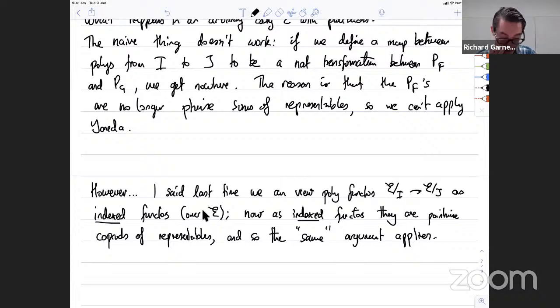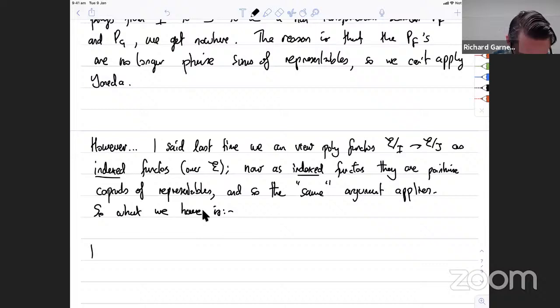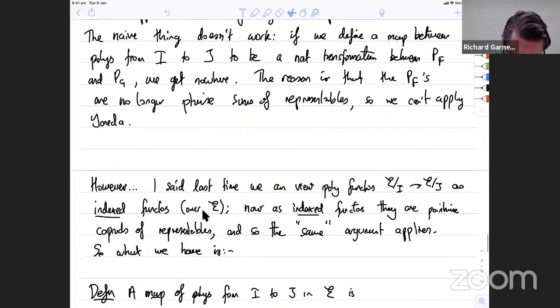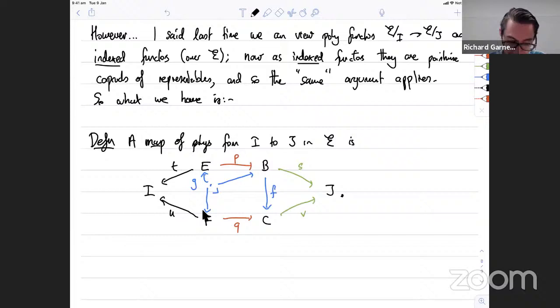All right, so let's summarize that. So what we have is the following. First of all, what do I mean by a map of polys from I to J in E is this thing again. Okay, so we'll make that definition. That's all I'm going to make so far. And then the proposition is the following.